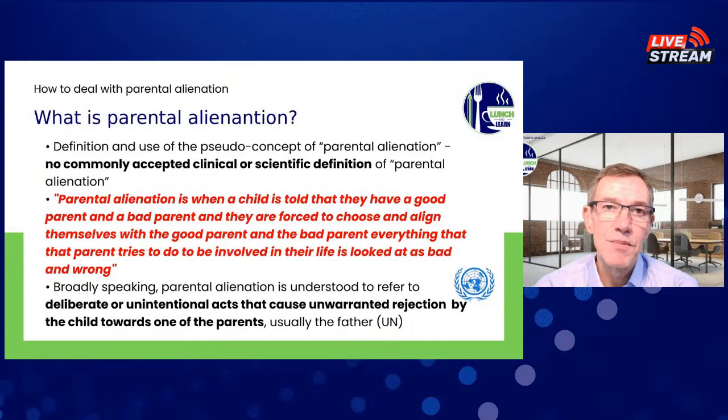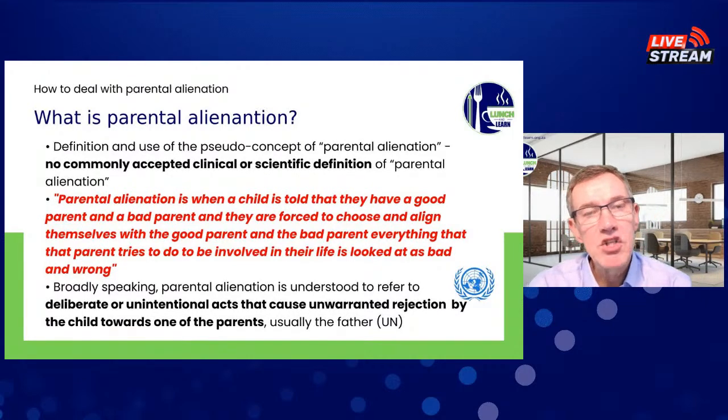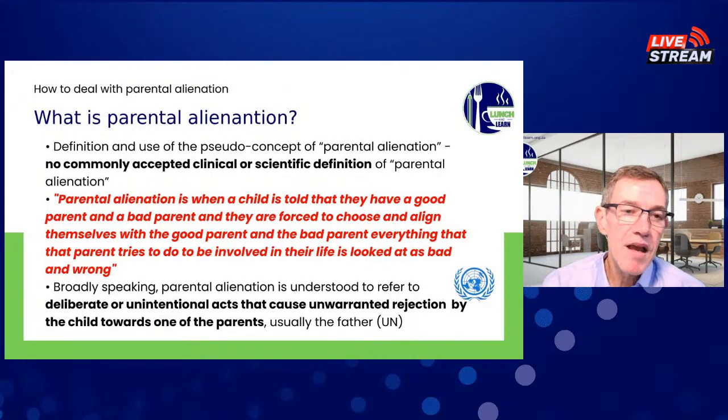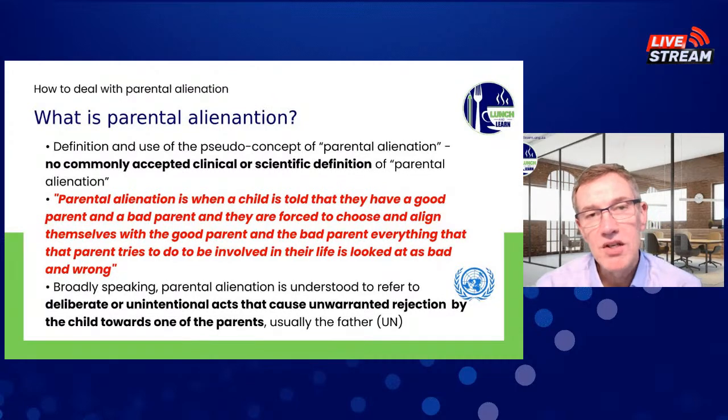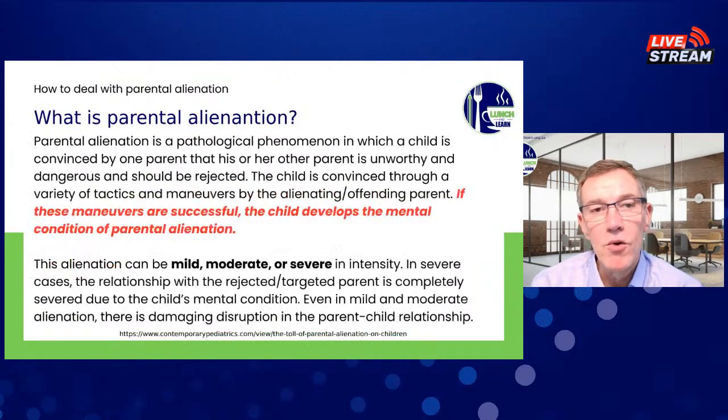We do have those types of family dynamics where the one parent is considered to be the good parent and the other one is considered to be the bad parent. Is that normal, and is that considered to be parental alienation? If one looks further at the definition mentioned by the UN as a leading authority, they said that broadly speaking, parental alienation is understood to refer to the deliberate and the unintentional acts that cause unwarranted rejection by the child towards one of the parents, and it's usually the father. That was mentioned in passing by the UN.